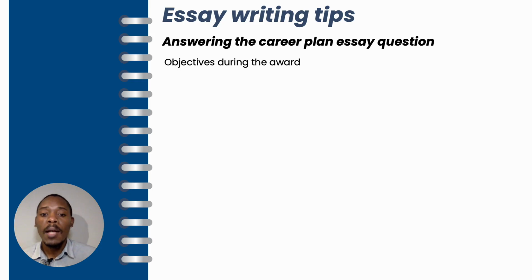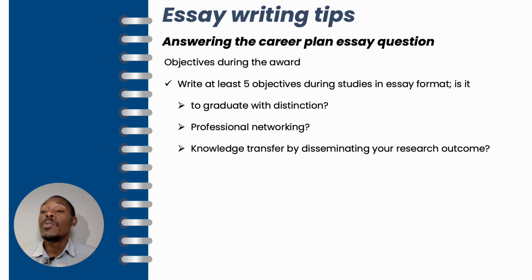We'll start answering the career plan essay with the objectives during your award. How do you answer this one? You need to write at least 5 objectives that you want to achieve during your award. Is it that you want to graduate as the best graduating student, or you want to graduate with a distinction? Is it that you want to have a professional network? Is it that you want to ensure that your dissertation is going to be impactful and going to create knowledge transfer?